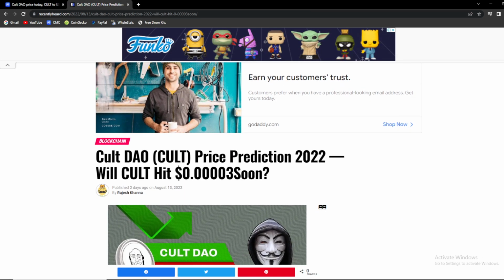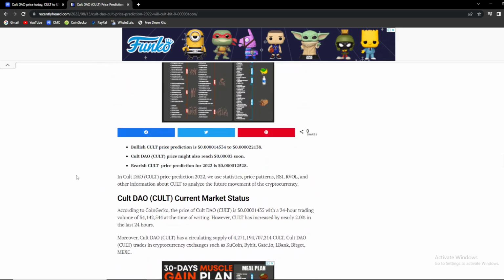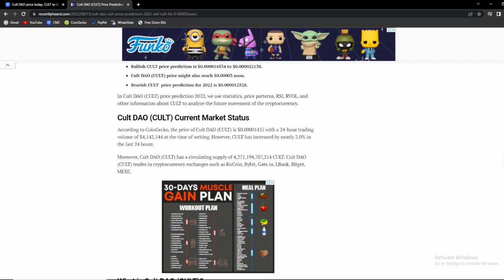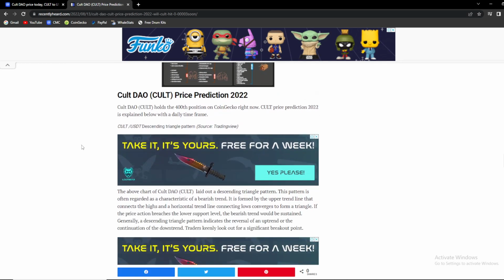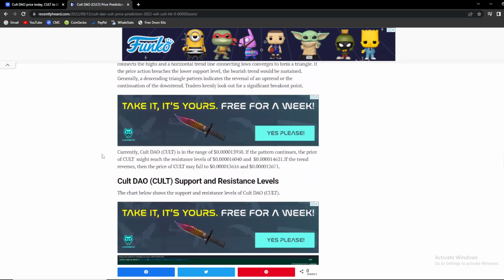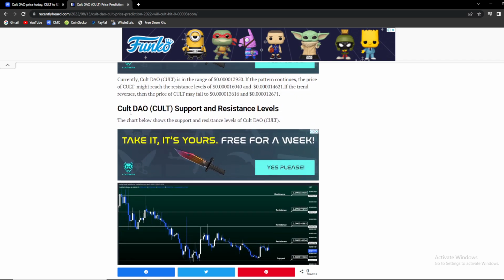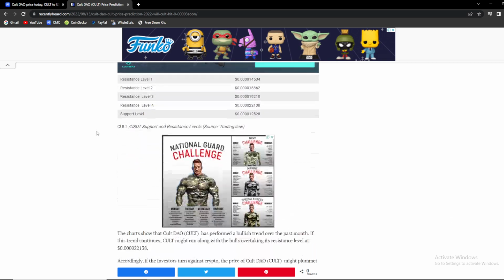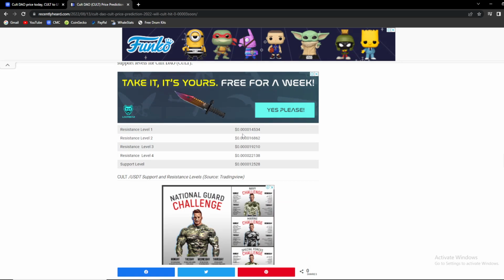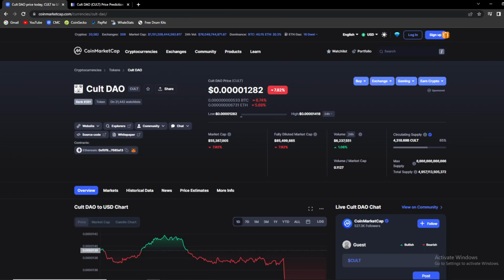So what is the price prediction for 2022? So guys, as you can see, we are having some infos about the current market state, which I already told you, and the price prediction for 2022 begins from now, which will start with support and resistance levels. As you can see, guys, resistance level 1 is 0.401453. Then we are having resistance level 2, which is 0.401686. Level 3 is 0.4019, and level 4 is 0.4022. Support level is 0.4012, which is, we are really close to it.